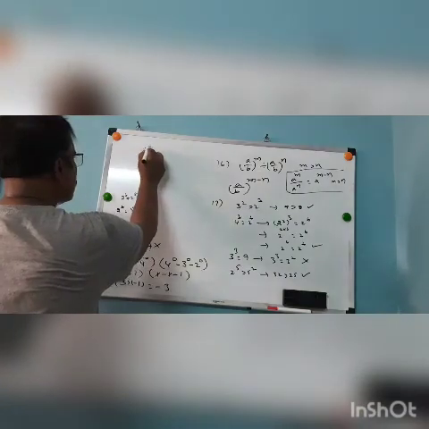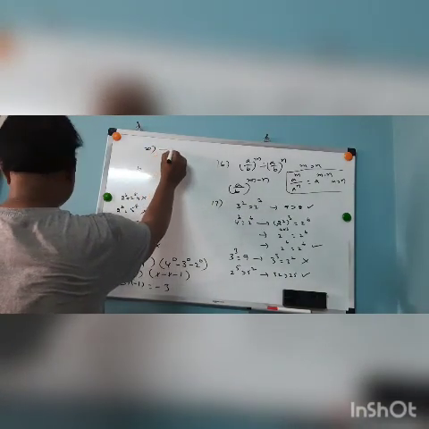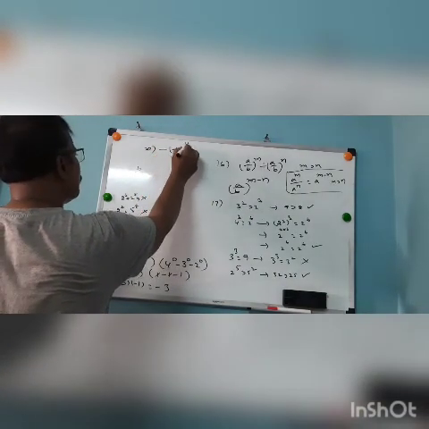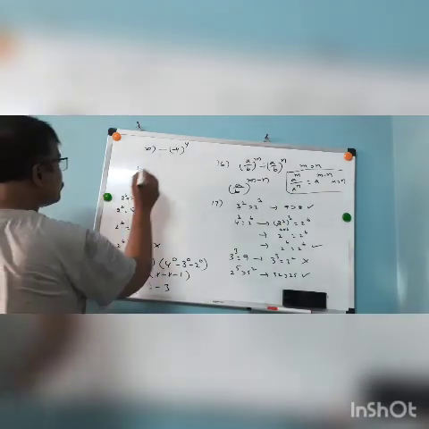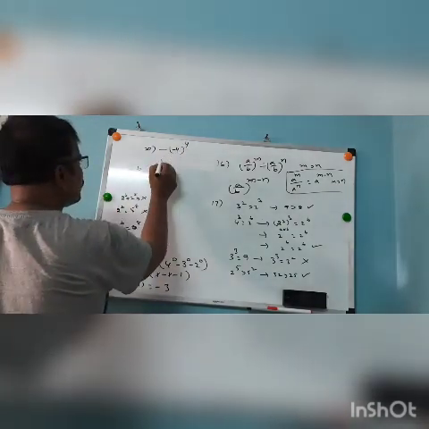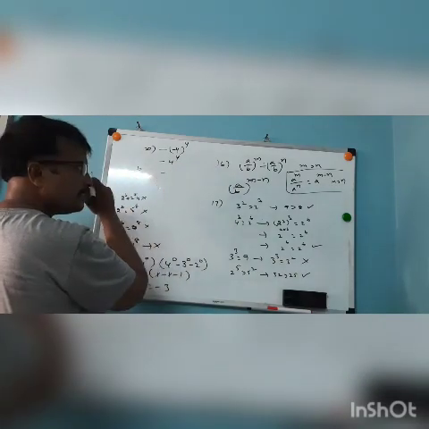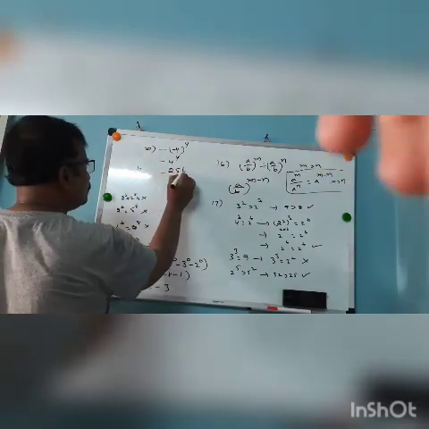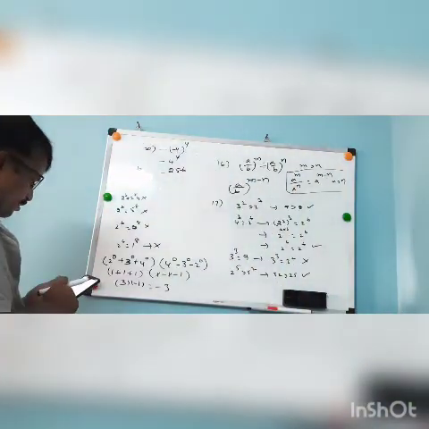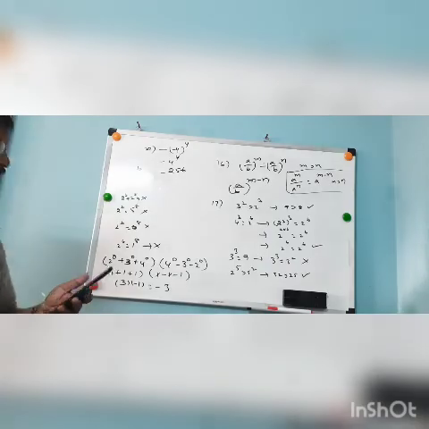The last, 20th question, is minus of minus 4 whole power 4. Minus power anything is plus, 4 power 4. 4 fours are 16, 16 sixes are 256. Minus 256. So minus 256 is the answer. So right. Okay.